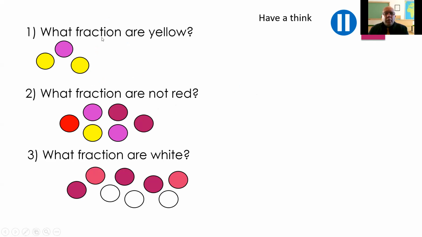Right. The first one, what fraction are yellow? Well, we've got 3 all together, so it's 2 out of 3. 2/3.